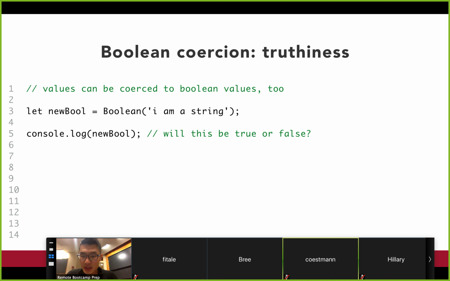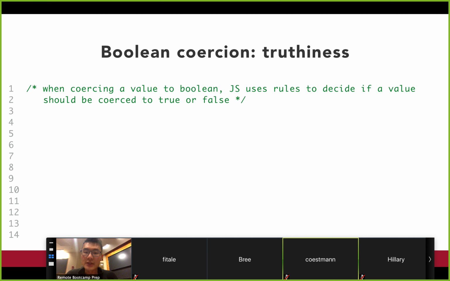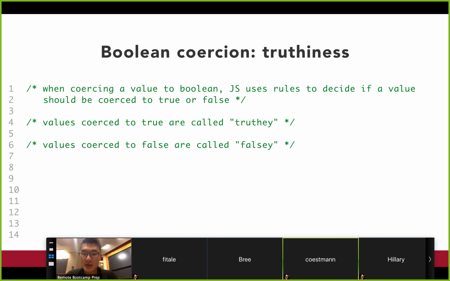And so here on line 3, notice how I'm using the capital B, the Boolean class. I'm converting this string, "I am a string," into a Boolean value that I'm storing in this variable called newBool. And when I console log it out, I get back true. And so that's the difference between truthy and falsy. Truthy means values that, when you convert them into a Boolean, are true. And when you coerce a value into a Boolean and it's false, then those values are called falsy.